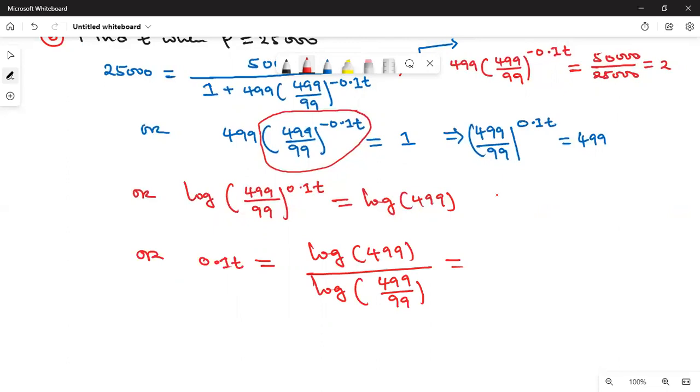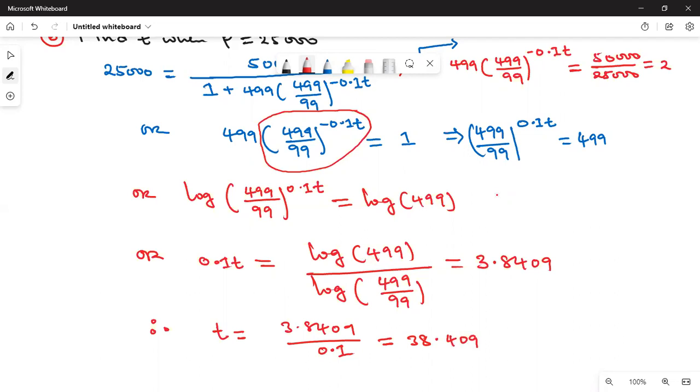Let's press. You need log 499, get the answer, then divide by log 499 over 99. That will give us 3.8409. So then how do we get t? Multiply both sides by 10 or divide both sides by 0.1. So therefore our t is equal to 3.8409 divided by 0.1. And so that is equal to 38.409.